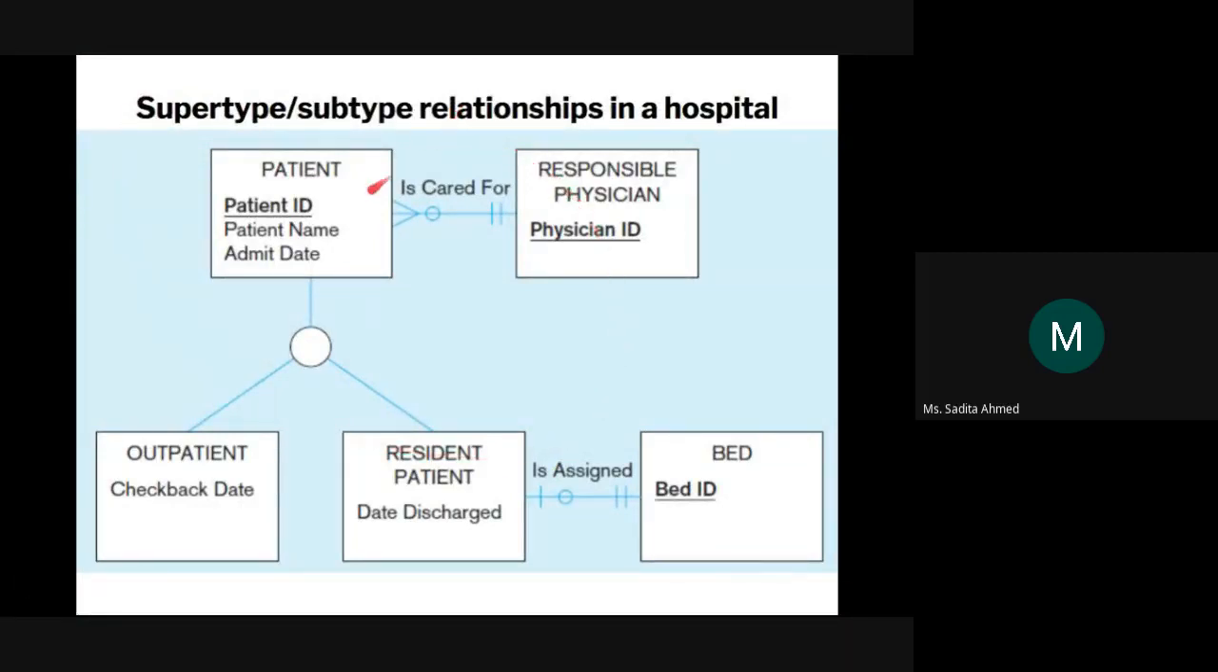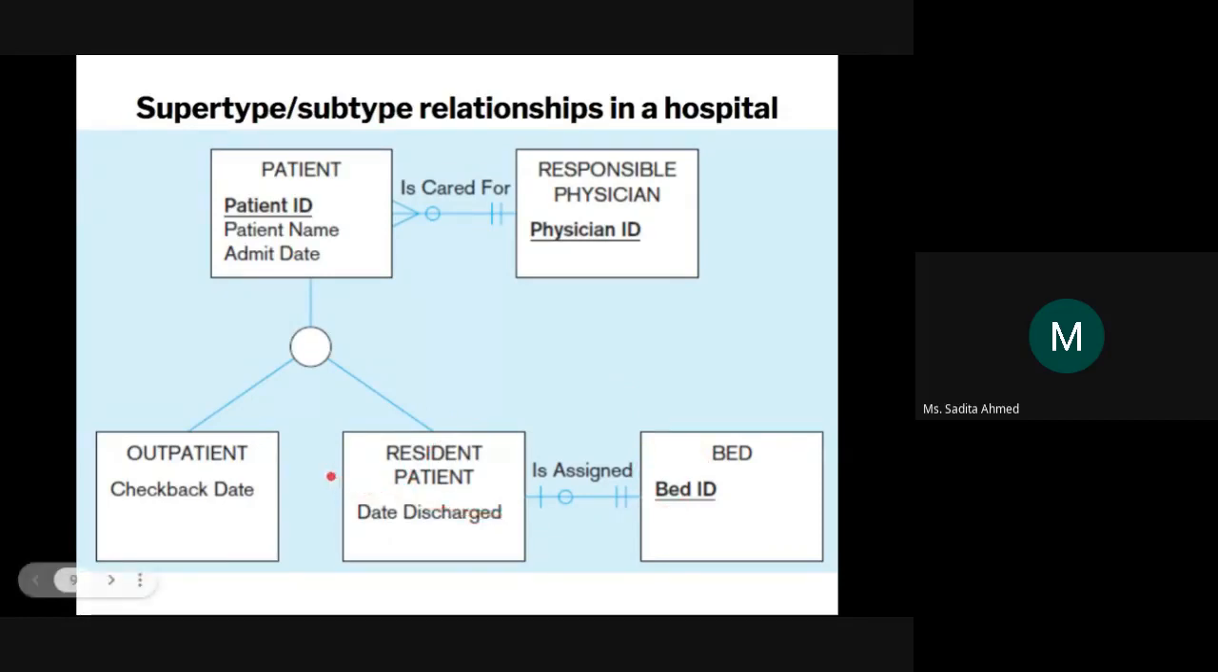For example, take a look at this specific case. So here we've got a patient entity, which is the supertype. Patient is the supertype here, and the subtypes are outpatient and resident patient. So why do we have the supertype subtype situation? Why? Because resident patients, patients who are staying, let's say, at the hospital, it makes sense for them to be assigned a bed. They're staying in the hospital. It makes sense for them to be assigned a bed.